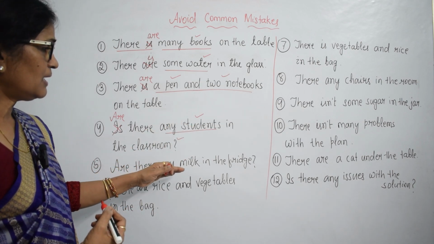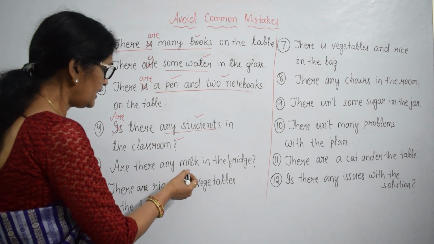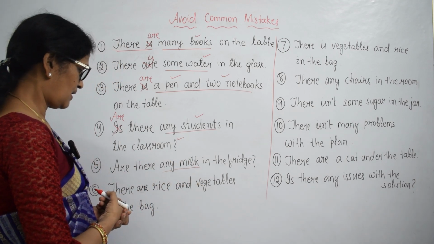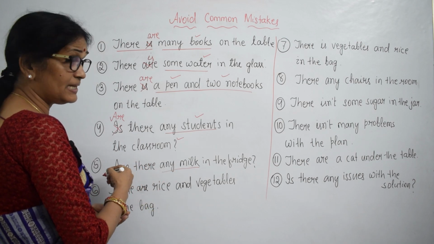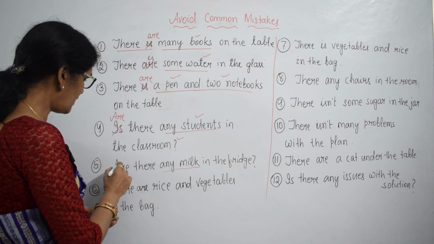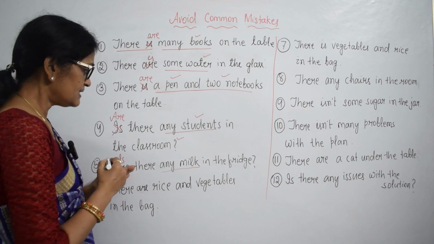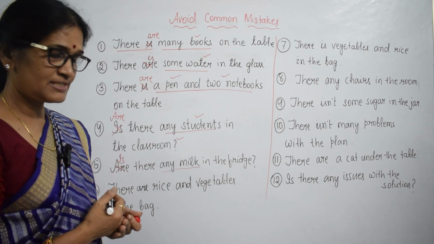"Are there any milk in the fridge?" Any milk. Milk is an uncountable noun. Okay, an uncountable noun is followed by is there. So instead of are there, is there. Is there any milk in the fridge?